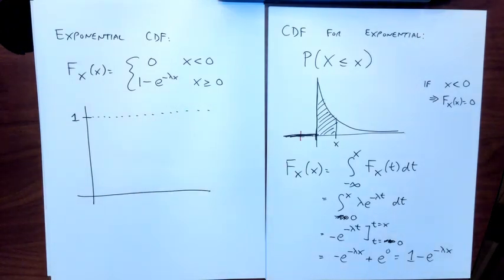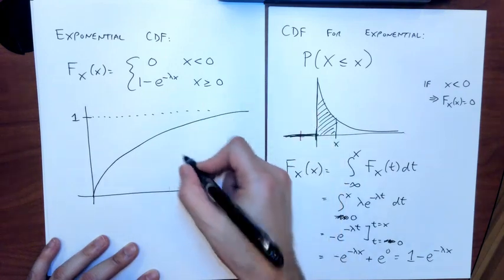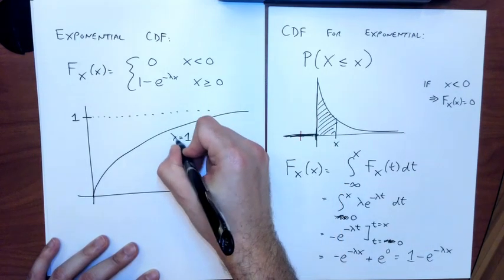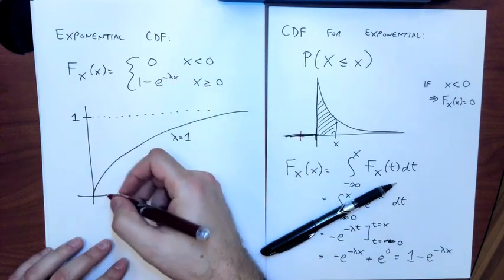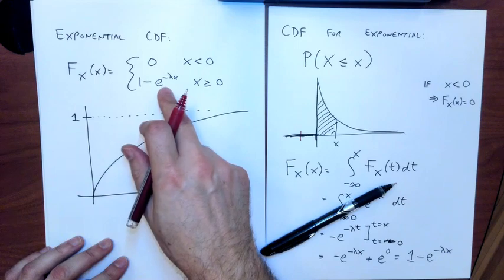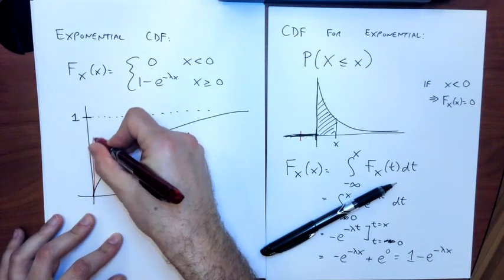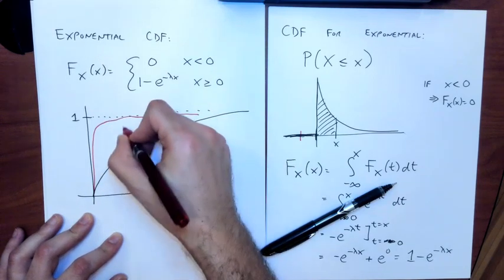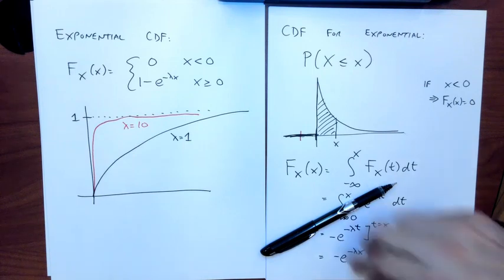Now, when lambda is relatively small, it takes me some time to reach up to 1. So basically something like this might be the CDF for a small value of lambda. But then for a big value of lambda, since e to the minus like 100x is going to be very close to 0 almost immediately, I might have something like this, right? So this is probably more like what the lambda equals 10 curve looks like. I jump up to 1 very quickly.